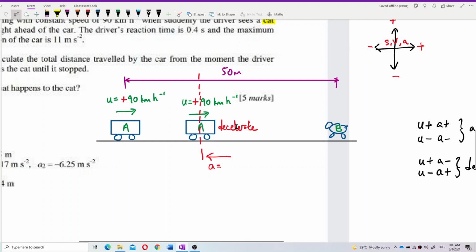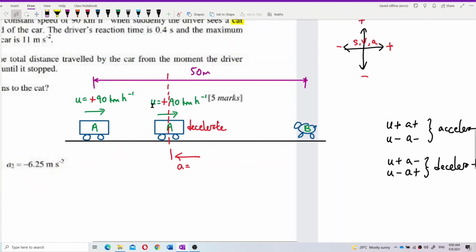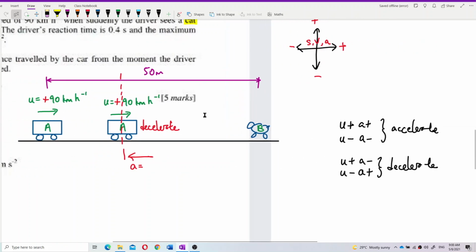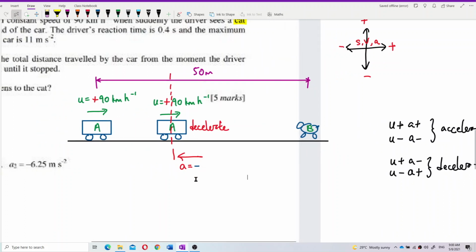So the object decelerates means the velocity is positive. When the velocity is positive, A must be negative. That's why we put A as negative. We must put A negative. We don't say A negative is decelerate. No. We put A negative because the acceleration must be in the opposite direction to the velocity.